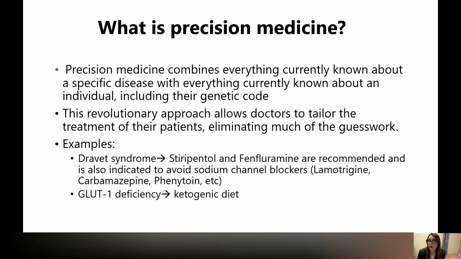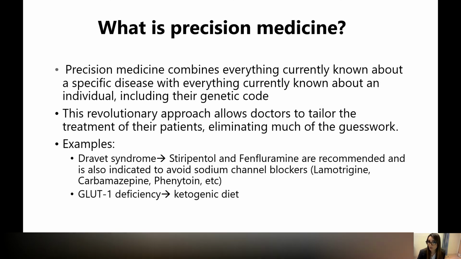So it helps us to tailor the treatment and makes it more targeted to that genetic disease. And we will eliminate a lot of the guesswork. Sometimes we have to start a treatment, but we don't know if that medication is the best one for the patient or not. By knowing what genetic abnormality they have, we're going to be able to choose better what type of medication we can give to the patients.